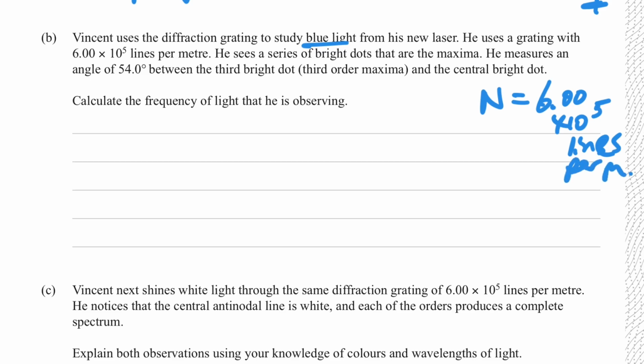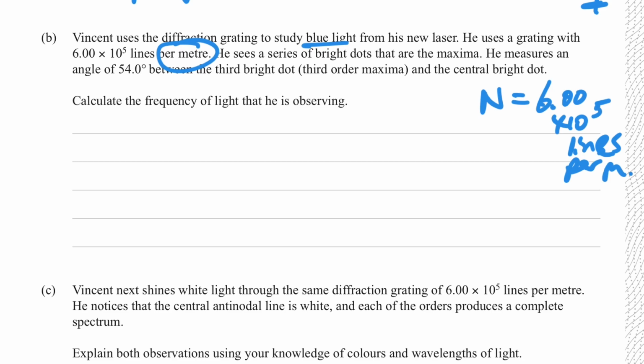Important to take note that it's lines per metre, not lines per millimetre, so that allows you for an easy conversion between N and D. We don't know how many lines per metre the initial two gratings were, so we just have to assume this is a brand new one.